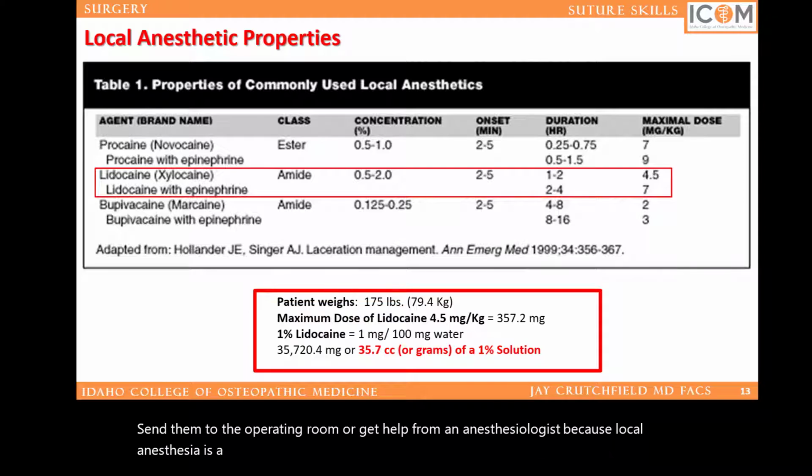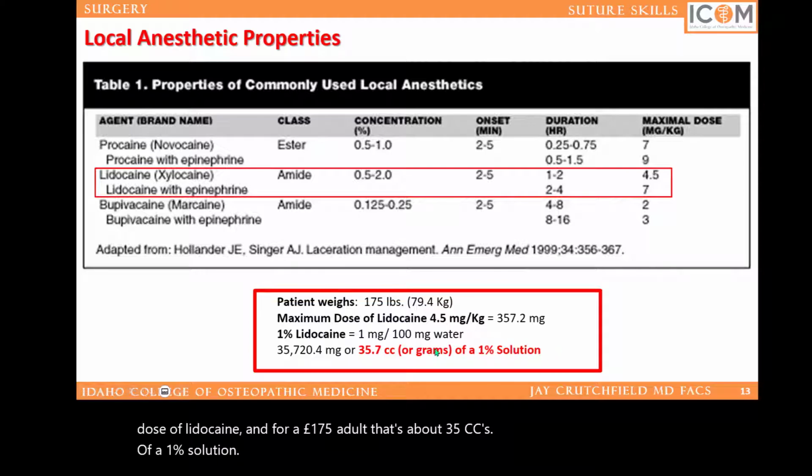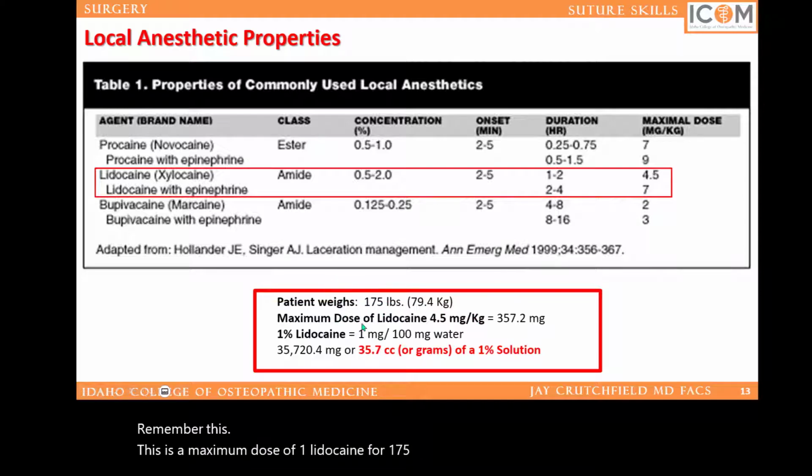Now, I've also put here something you need to memorize, the maximum dose of lidocaine. For a 175-pound adult, that's about 35 cc's of a 1% solution. If you go over this, you run the risk of causing a seizure in the patient. This is a maximum dose of 1% lidocaine for a 175-pound male, about 35 cc's.